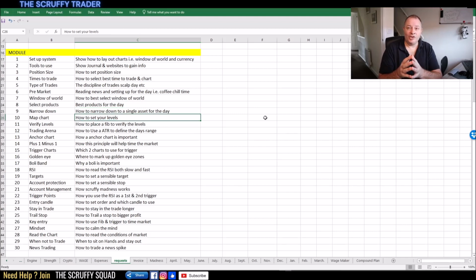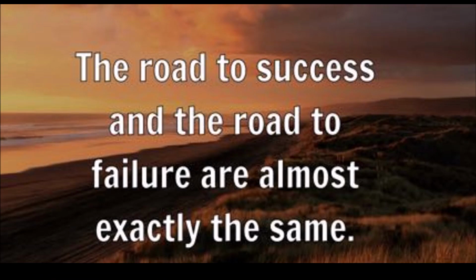How to map your chart out. This will be how to draw all your levels correctly. This is also then verified in the next part, where you're using Fibonacci to verify levels and strengthen the roadmap that you're looking for.